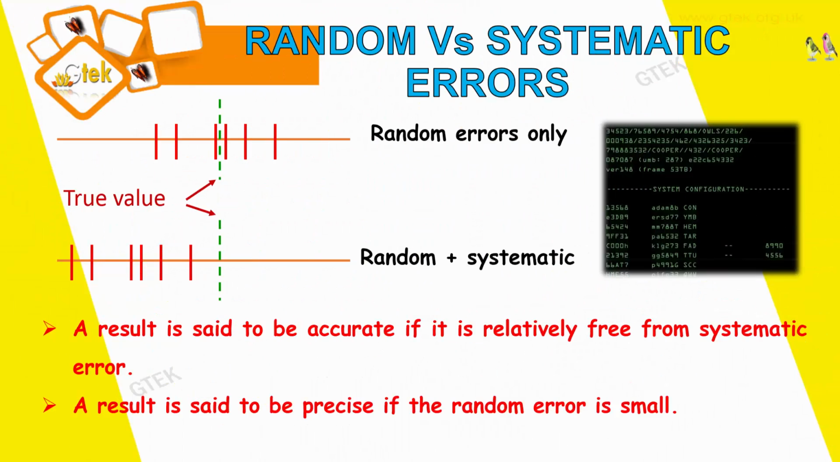Let us see random versus systematic errors. If you see over here, we have the true value, and this is considered to be the random error, and this is considered to be the random and systematic errors. A result is said to be accurate if it is relatively free from systematic errors, whereas a result is said to be precise if the random error is small. So these are the specifications of comparing the true value in terms of random and systematic errors.